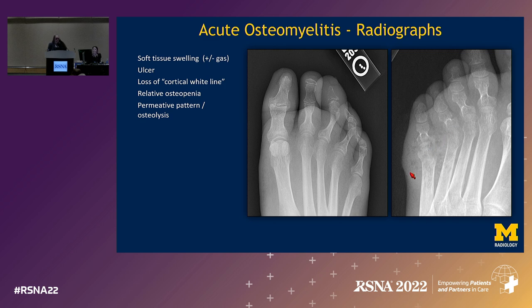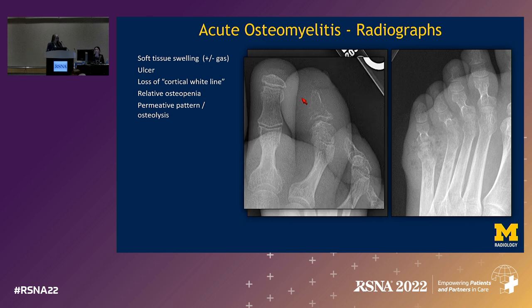When we look at bone findings, we can see that there is effacement of the normal cortex or cortical white line in addition to the soft tissue swelling. So that is one of the first signs of osteomyelitis.